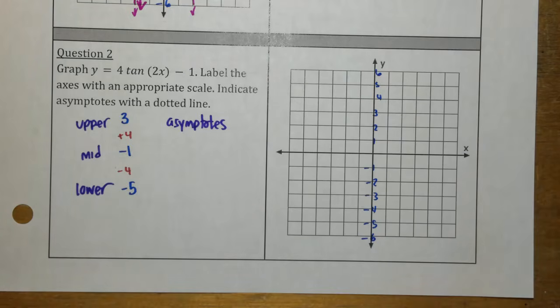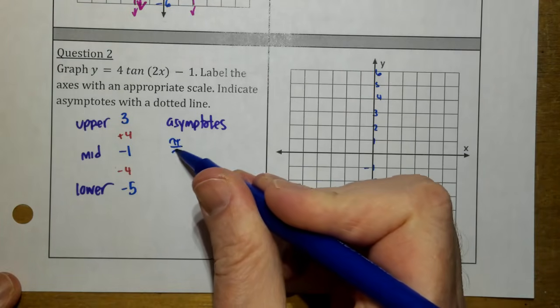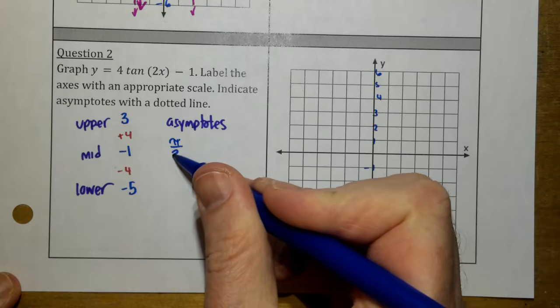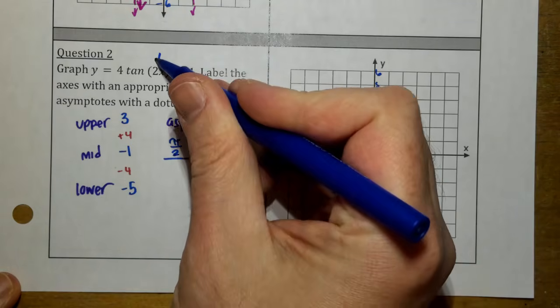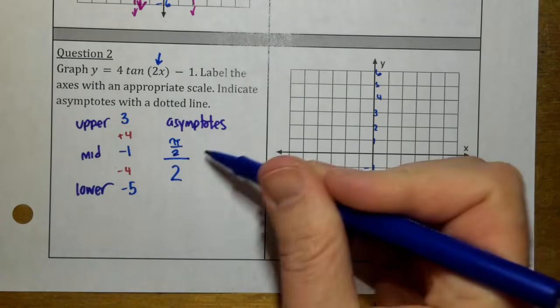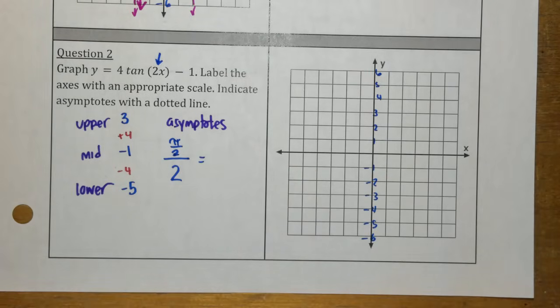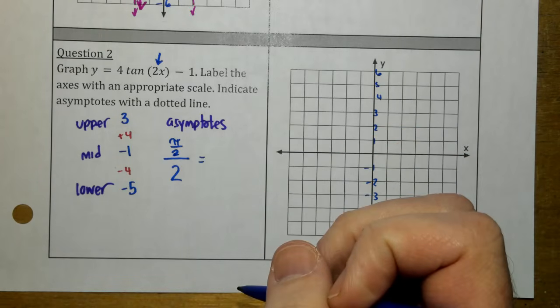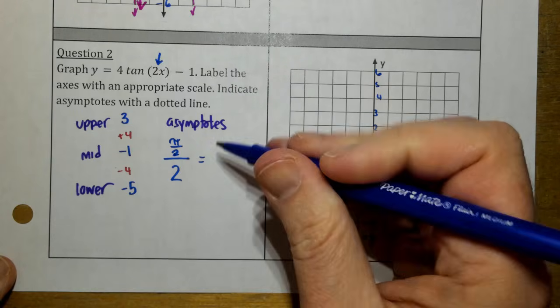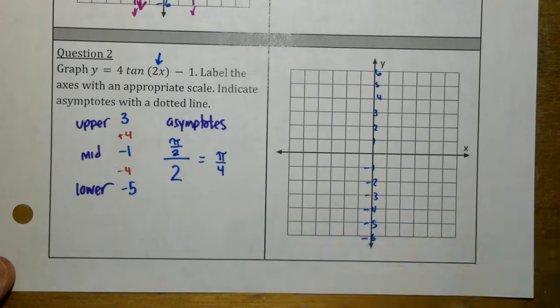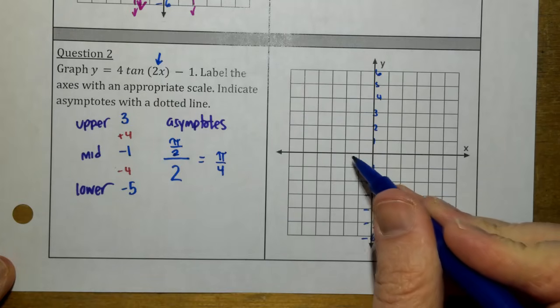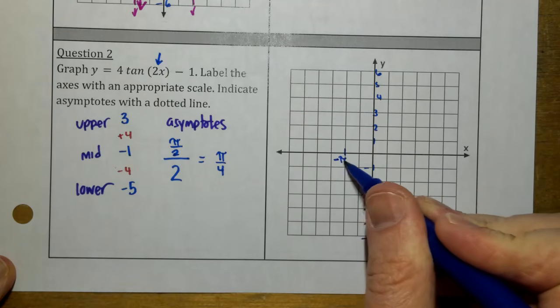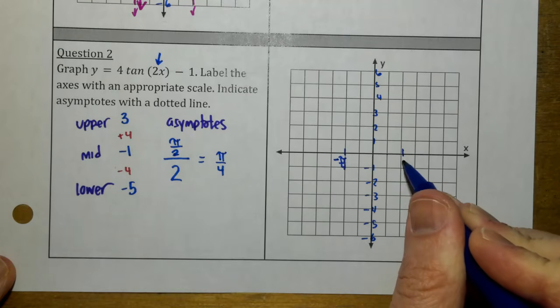Your asymptotes are pi over 2 divided by this number. So pi over 2 cut in half. If I have half a pi and I cut that half a pi in half, it's a quarter of a pi now, pi over 4. So our label is going to be 2 over. It's going to be negative pi over 4 and positive pi over 4.